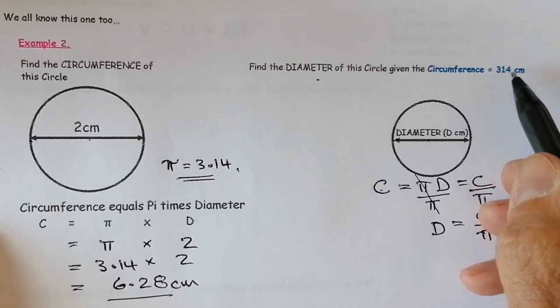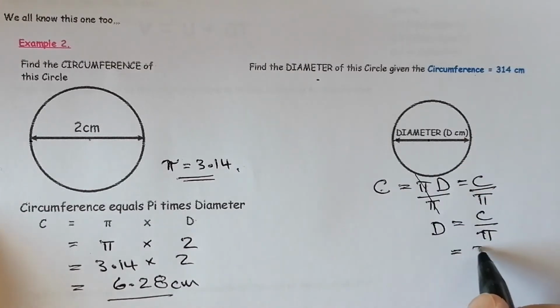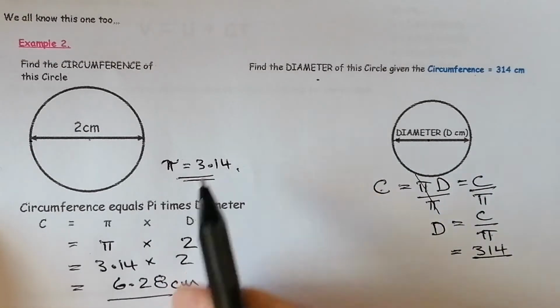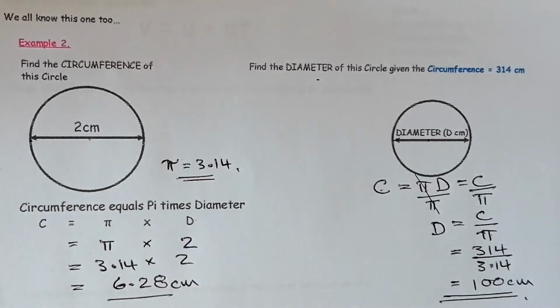The circumference, as said, all the way around the circle was 314 centimetres. So 314 centimetres, and I'm going to divide it by pi, and we're going to use 3.14 for pi. I've just used pretty simple numbers. So that would work out to be 100 centimetres as a diameter all the way across.